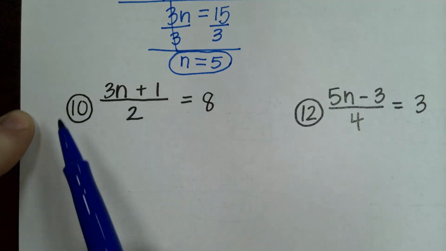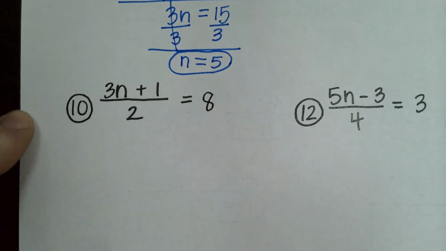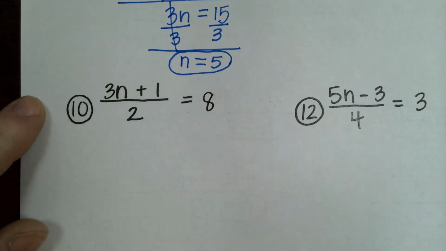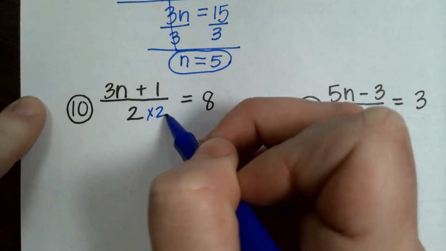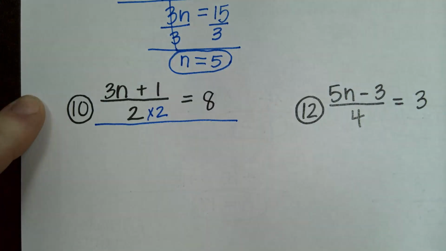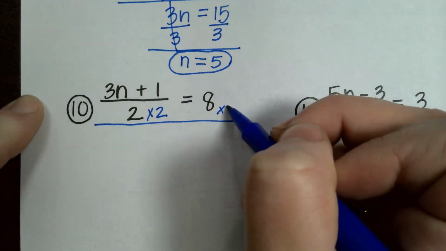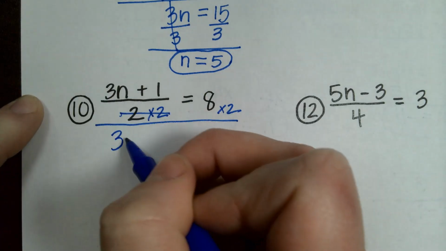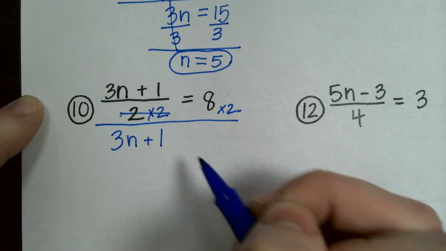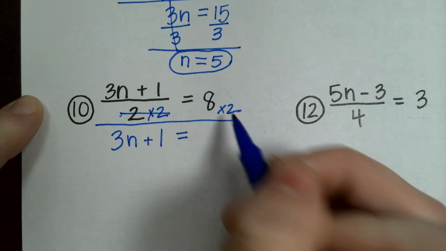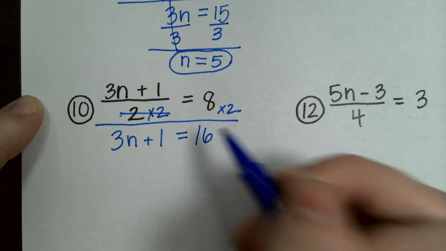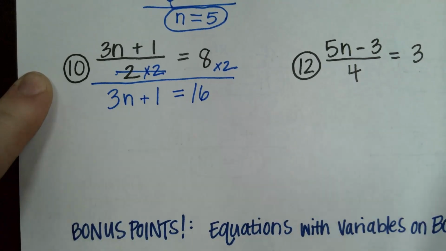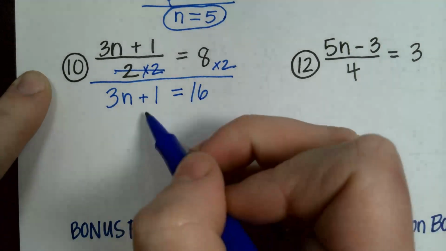Do any of you remember how we would get rid of this divided by 2? Yeah, we're just going to do the opposite. It's divided by 2, so we're going to multiply by 2. And where else do I multiply by 2? On the 8. Good. Okay, my 2's cancel. So I'm left with 3n plus 1 equals, what's 8 times 2? 16. Good. All right, now I can mess with these numbers. So what do I do next? Minus 1. Good.